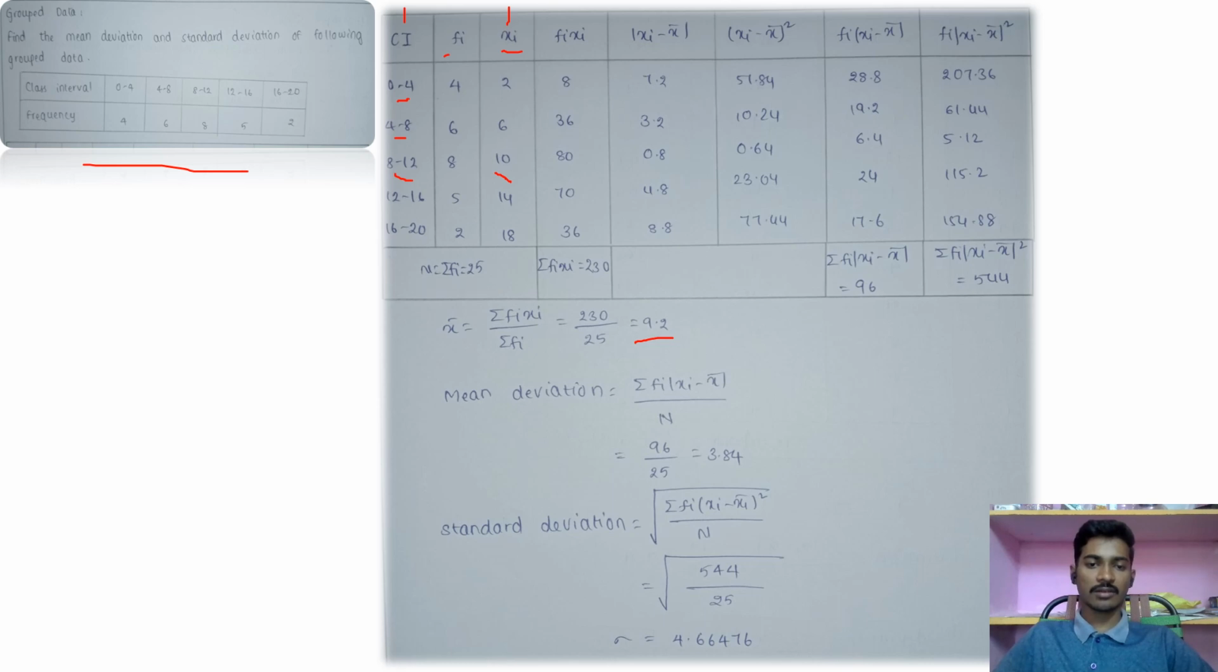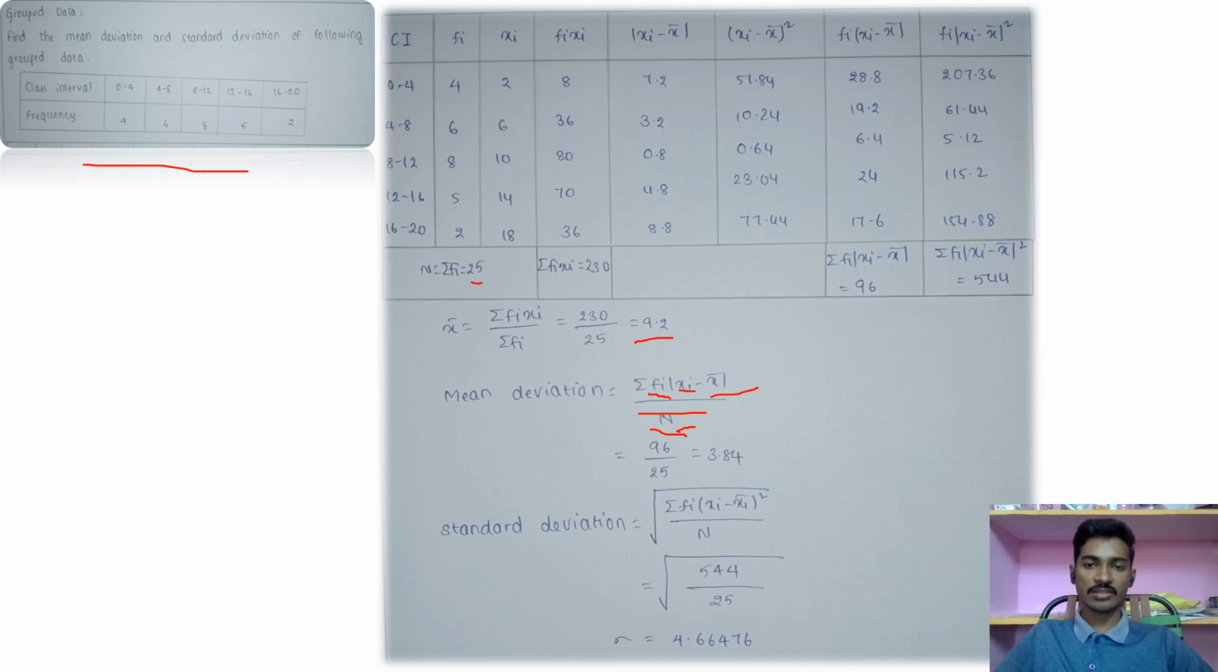Now next we have to find the mean deviation and standard deviation. In grouped data, the formula for mean deviation is sigma fi into modulus of xi minus x bar, by n. Here we found the value of x bar, and n is sigma fi, that is 25, and we know the value of fi and xi. So we have to compute the terms individually.